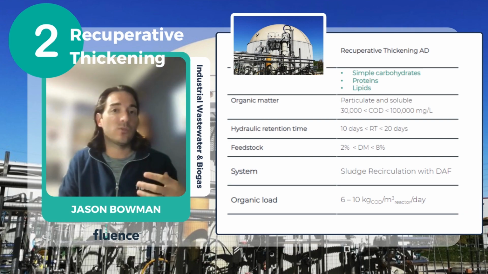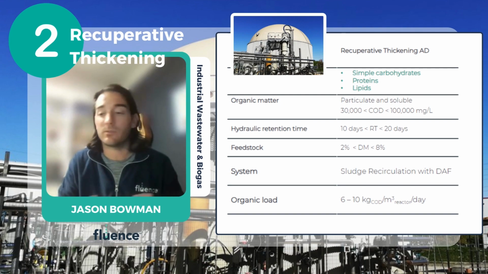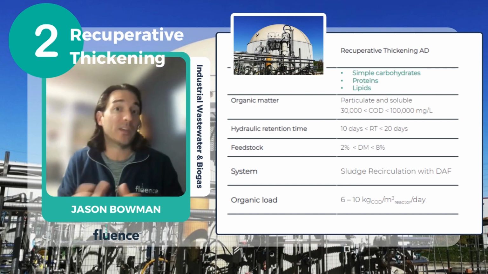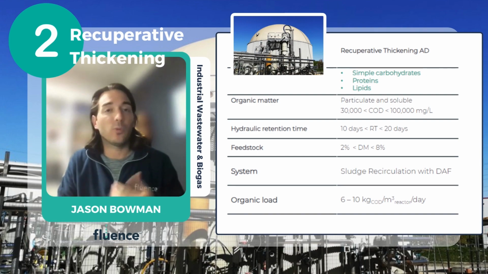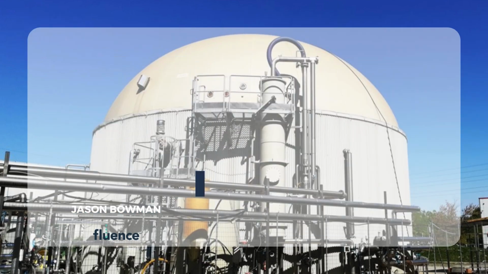So compared to a conventional CSTR process that may have an organic loading rate of 1, maybe up to 6 kilograms per cubic meter in the best case, the recuperative style can increase that by 50, 60%. So we see organic loading rates on the order of 8, 9, 10 kilograms per cubic meter in some cases.